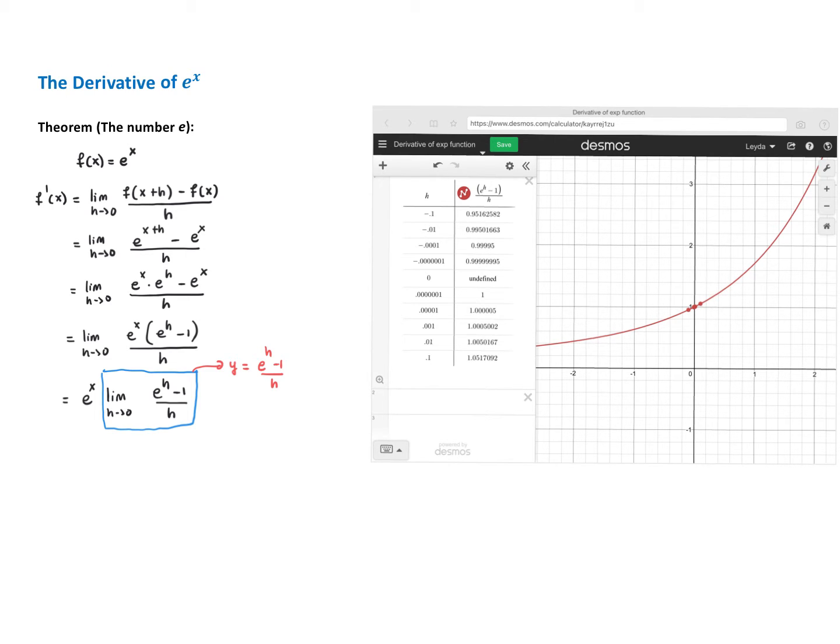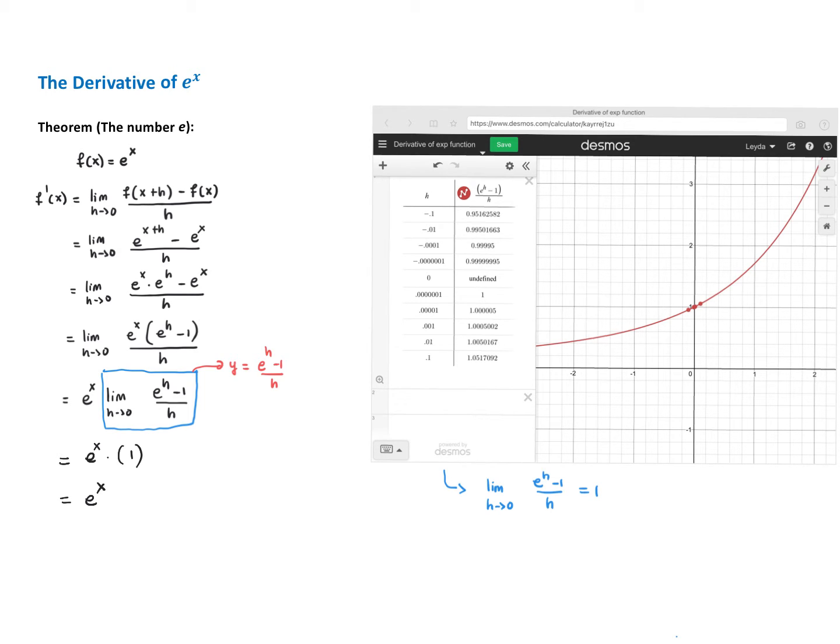So I think that it is safe to conclude from all this that the limit as h approaches 0 of (e^h minus 1) over h is equal to 1. Now I am going to take this discovery and use that information here. Going back to that, this is equal to e to the x times 1, which is the value of that limit, which is equal to e to the x.